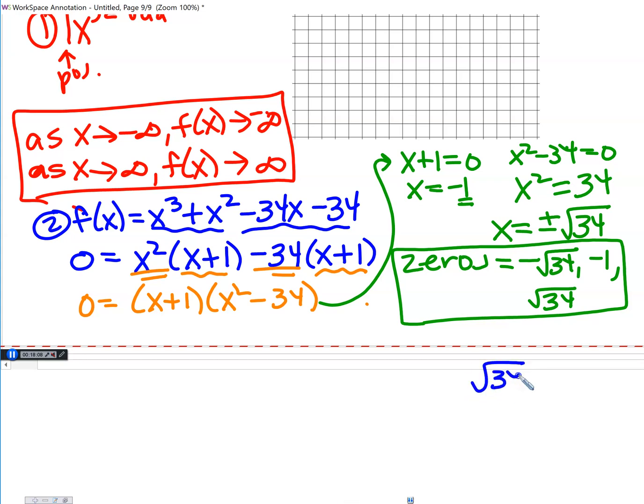So 34 is between the perfect squares of 36 and 25. So the square root of 34 must be between 5 and 6. The difference between 36 and 34 is 2. The difference between 34 and 25 is 9. So that's telling us 34 is a lot closer to 36, so the square root of 34 is a lot closer to 6. So I'm going to say it is probably about 5.8, 5.9, somewhere in there. So that's going to give us a negative 5.8 and a positive 5.8, or 5.9 if you prefer.